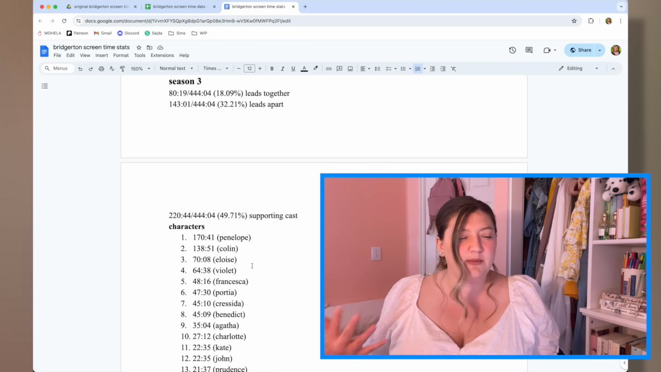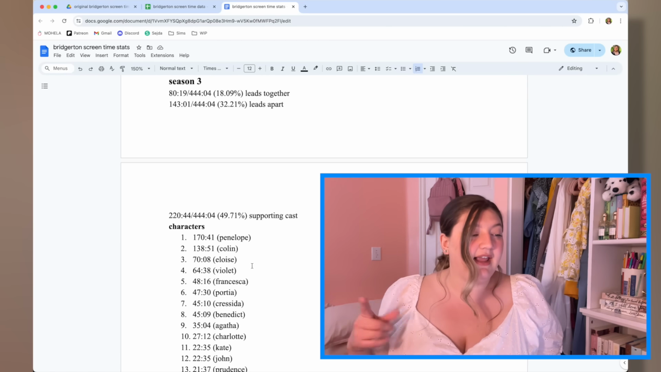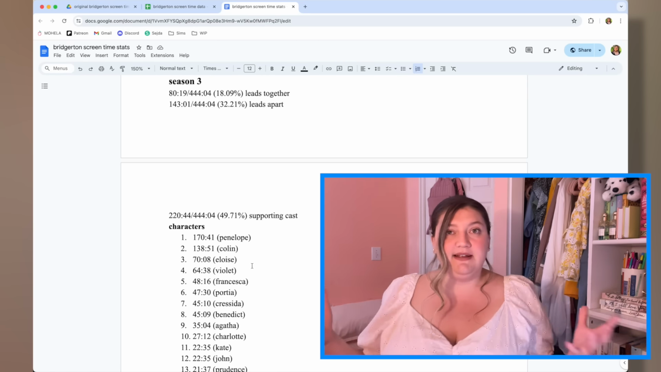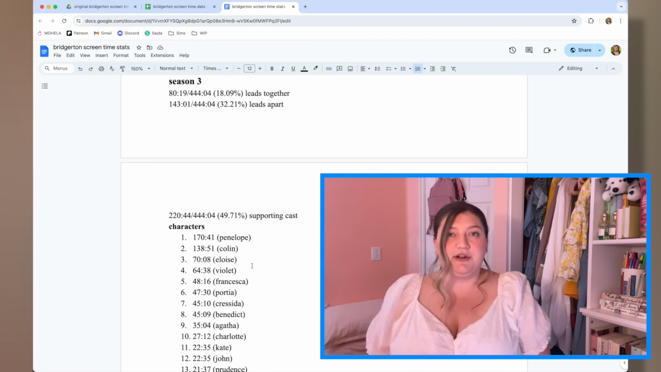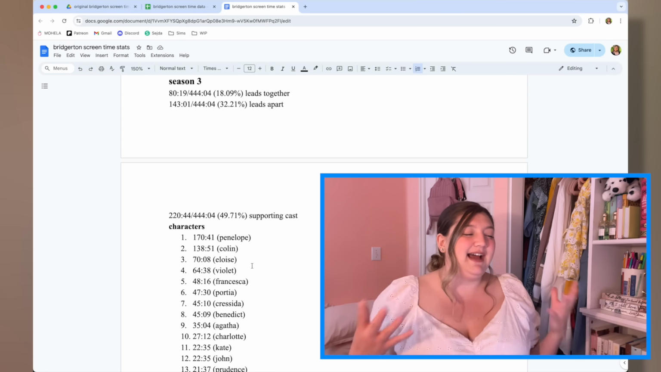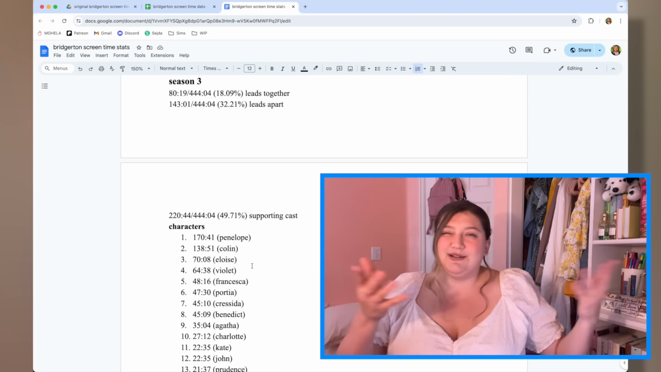We can criticize the format of the show overall. I like the format. I like subplots. I like it better when they're intertwined thematically with the main plot, but I like the expanse of the world. I like hearing from other characters. I like checking in with the Mondriches. But you just see how it all sort of shakes out to be even. This is the format of the show: about 20% leads together, about 30% leads apart, and about 40-something% supporting cast.